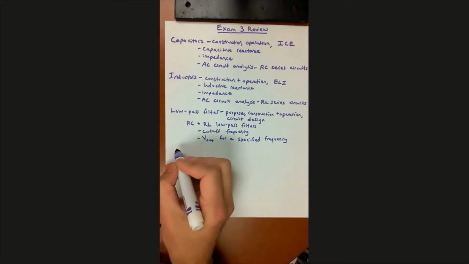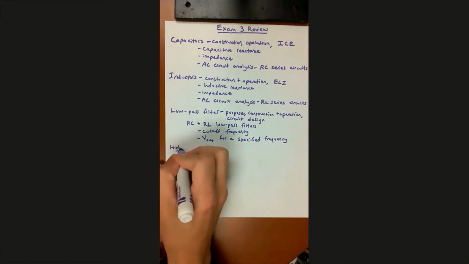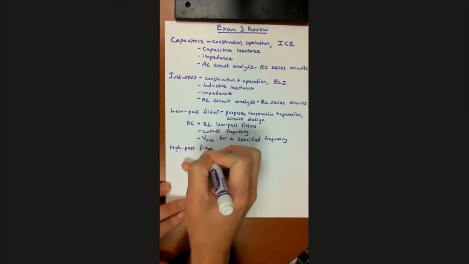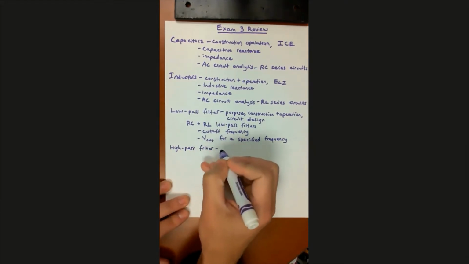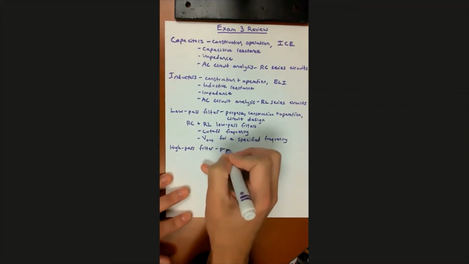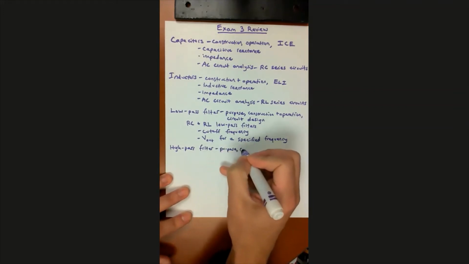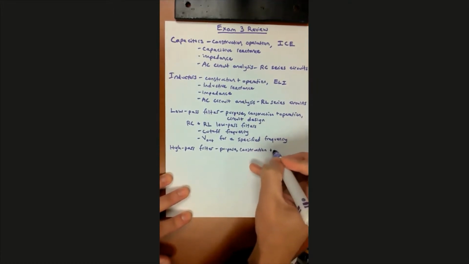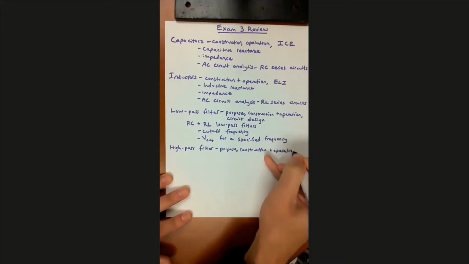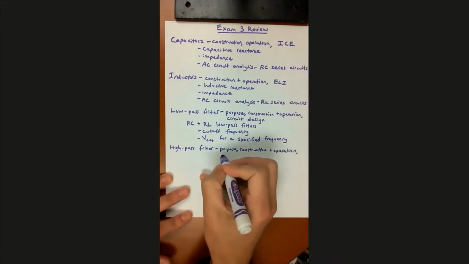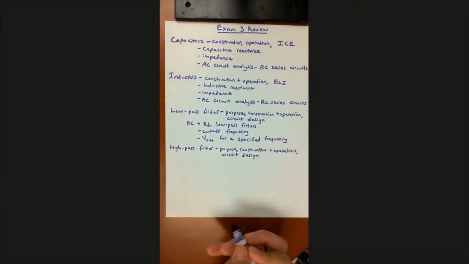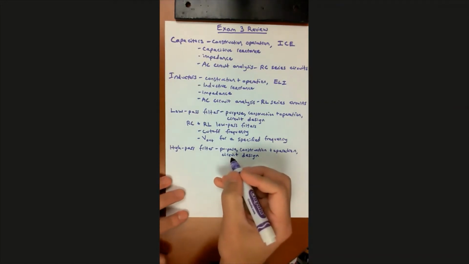Then we did kind of the same thing with high-pass filters. Once we understood low-pass filters, high-pass filters were kind of a cakewalk. High-pass filters. So once again, we have the purpose of a high-pass filter, the construction, how it's put together, and operation, how it works. And once again, the circuit design, you should be able to design a high-pass filter circuit, either an RC or an RL high-pass filter.